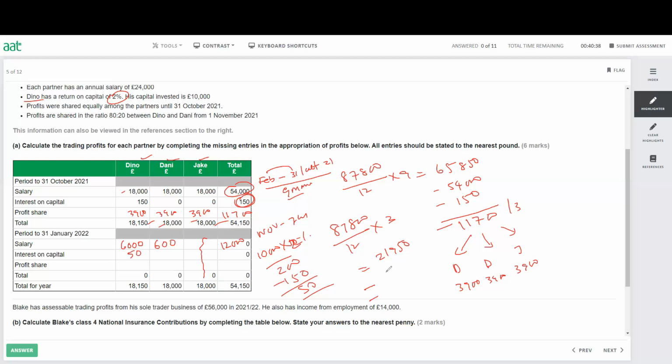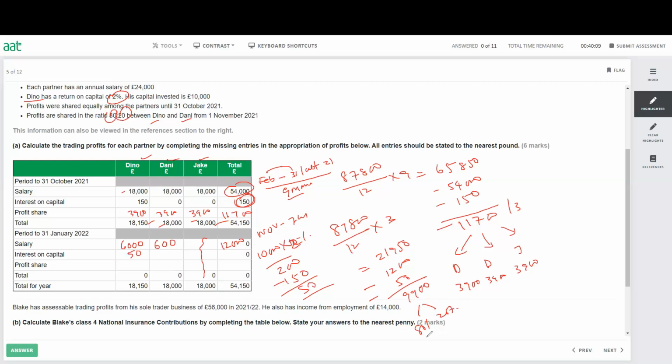So after that, we need to minus the salary, that is 12,000. And the 50 is the interest on capital, the way we did before, same story. And now we'll see how much profit we have left for distribution. So we have a profit 9,900. And this 9,900, 80% will be received by Dino, 20% by Danny.